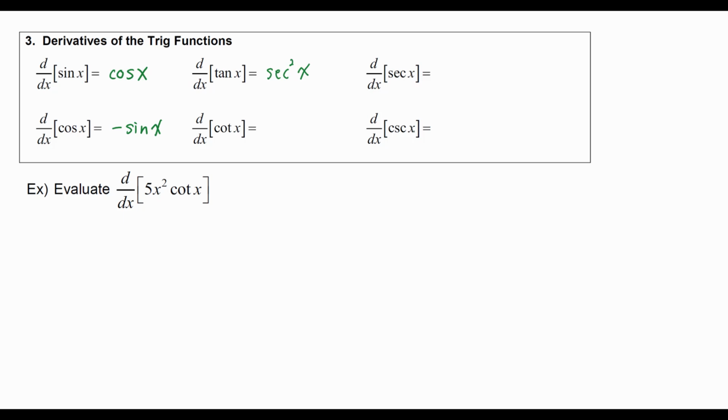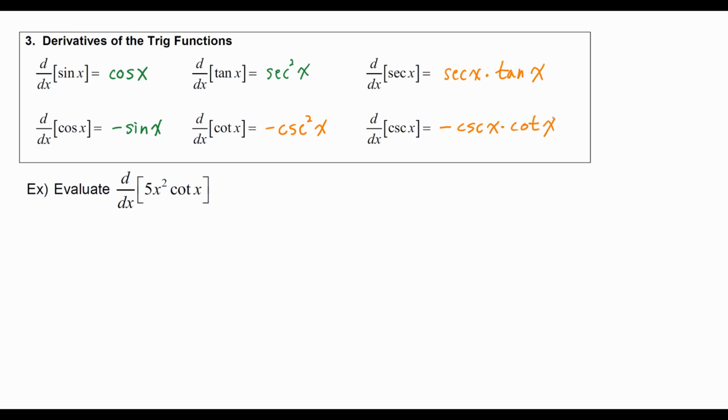So I will give you the answer, but you do the rest of the proof for the other three, all right? So the answer: derivative of cotangent x is negative cosecant squared x. And derivative of secant x is secant x times tangent x. And then derivative of cosecant x is negative cosecant x times cotangent x.